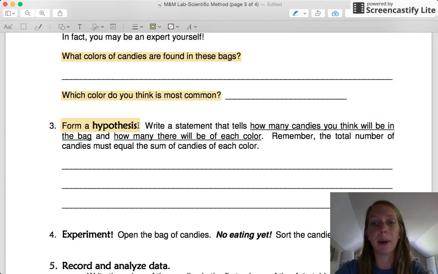So an example of a hypothesis could be, I think that there's going to be 12 M&Ms in the bag. I think 5 of them will be blue, 3 of them will be red, 2 of them will be yellow, and 2 of them will be orange. I think those are all colors. So you write that in this statement right here. Make sure you say how many candies you think will be in all and how many of each color.